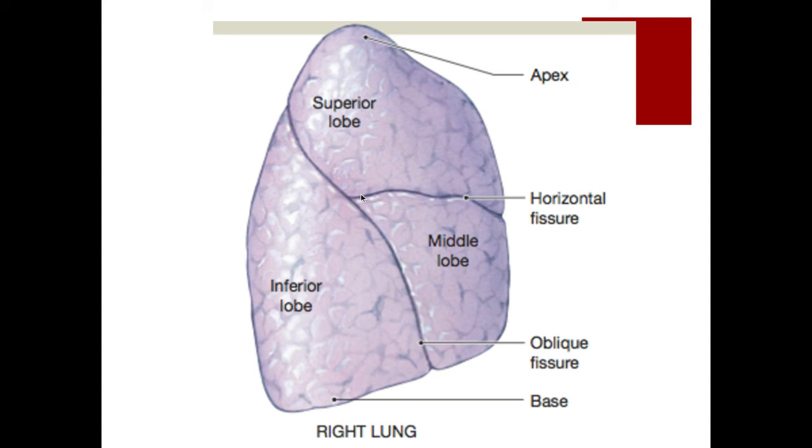And then the other difference comes to the lobes. We have a superior lobe, which is at the top above all the fissures. We have the inferior lobe, which is all below the oblique fissure. And then we have the middle lobe, which is located between both fissures.